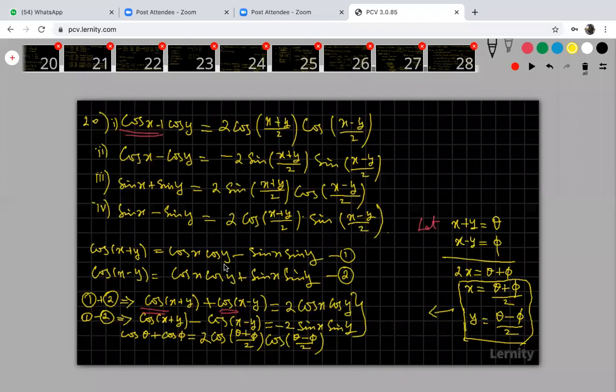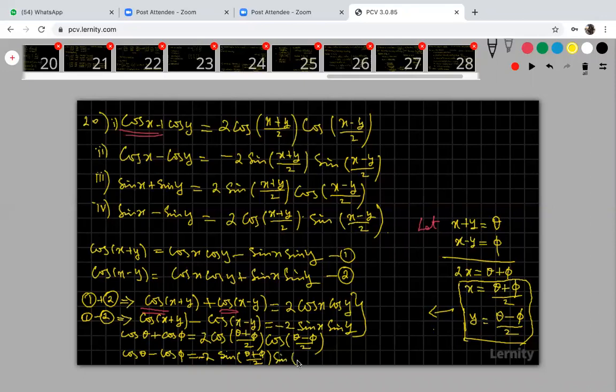Similarly, substitute in the second one. What about my second one? In the second one, this is cos theta minus cos phi, equal to minus 2 times of sine of x. What is your x actually? Theta plus phi divided by 2. Sine of theta minus phi by 2. Are you okay? Please take it carefully. Minus 2 times of sine of (theta plus phi) by 2, sine of (theta minus phi) by 2.